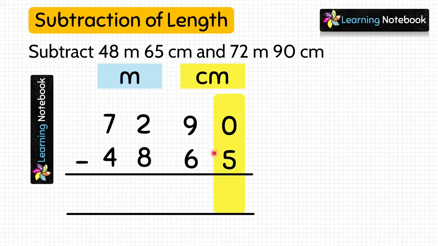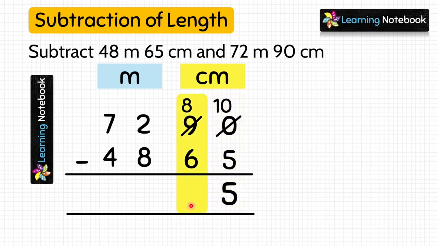But 0 is weaker than 5. So 0 borrows from its neighbor 9. 9 becomes 8 and 0 becomes 10. Now 10 minus 5 equal to 5. Next 8 minus 6 equal to 2. So now we have subtracted the centimeter column.